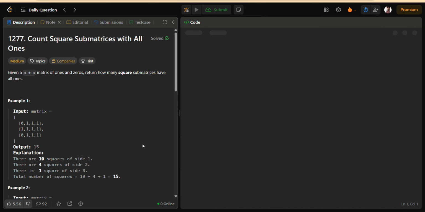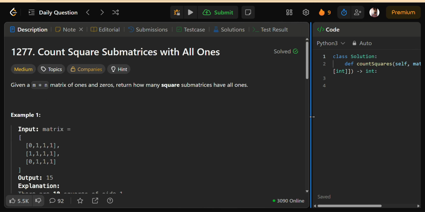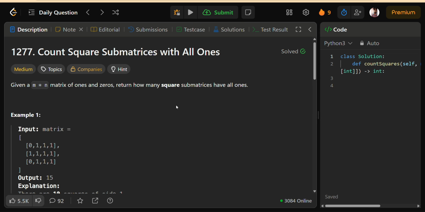In today's video, we'll be tackling LeetCode 1277, Count Square Submatrices with All Ones, a very interesting dynamic programming problem that teaches us how to build solutions by reusing subproblems. If you've ever struggled with matrix DP problems, this is a must-watch till the end.